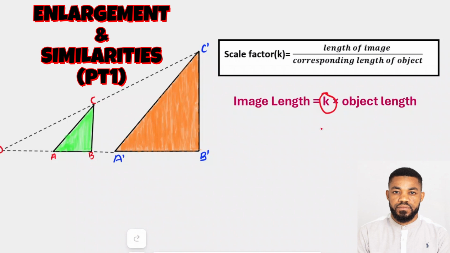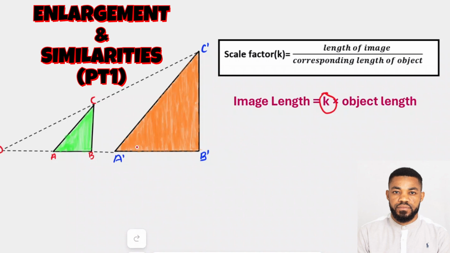But when the scale factor is, let's say, half, that is between 0 and 1, I want to use half for that one. In that case, if you want to get the image length, you have to halve the object length. And that will obviously lead to reduction. So when the scale factor is greater than 1, we have enlargement. When it is between 0 and 1, then we have reduction. So let's take note of that.